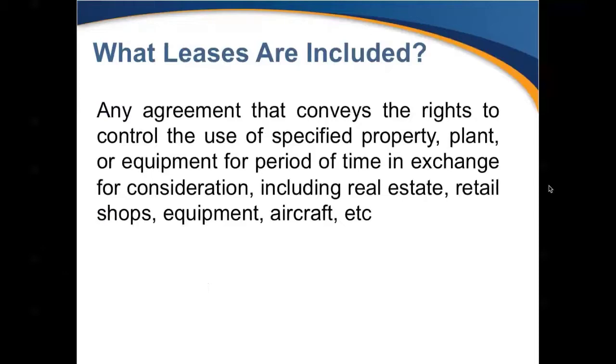So what's included here? The key phrase to look at on this slide is any agreement that conveys the right to control property, plant, or equipment in exchange for consideration. So any real estate agreement, retail shops, equipment, aircraft, they're all under this new umbrella that has to be accounted for differently.